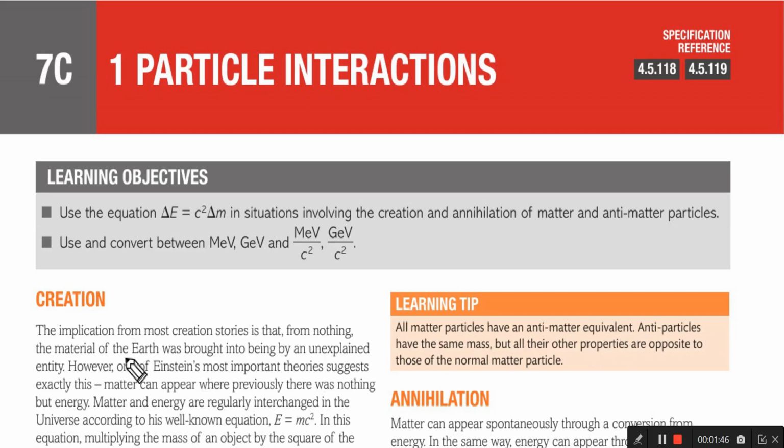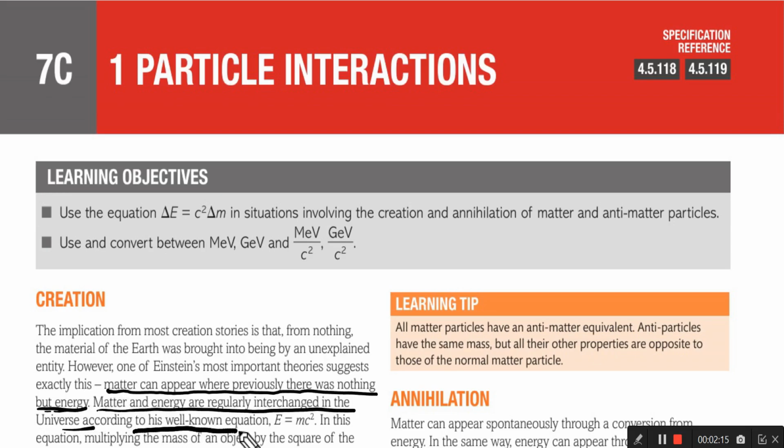So matter can appear where previously there was nothing but energy. So pure energy can be interchanged or converted into matter and antimatter. So matter and energy are regularly interchanged in the universe according to his well-known equation E equal to mc square.